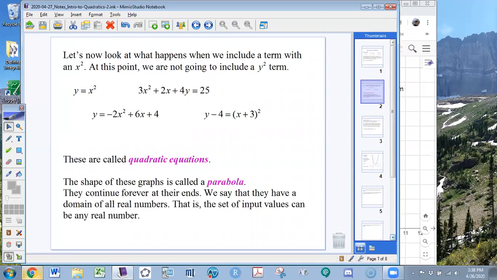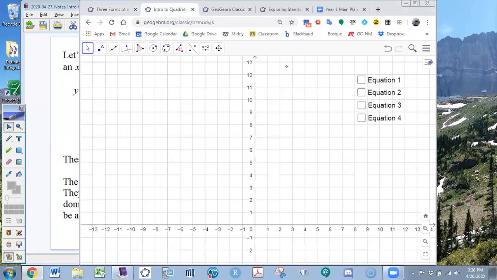So our first one is y equals x squared. So coming over here, look at y equals, whoa, look at that. That is definitely not a line anymore.